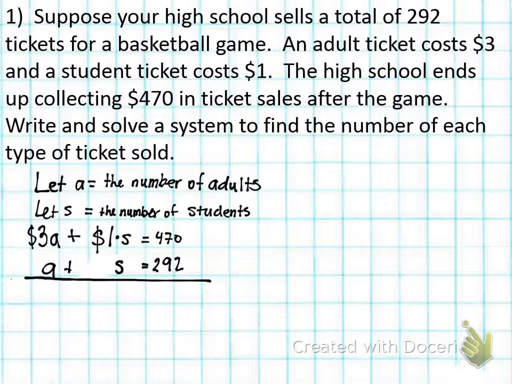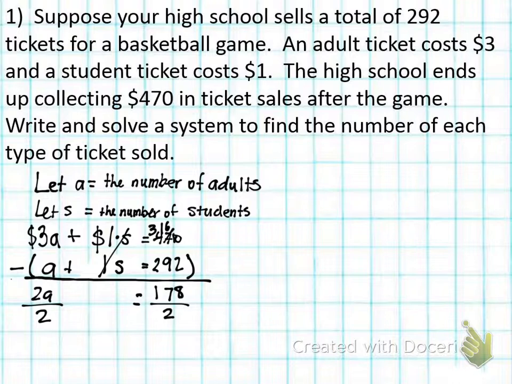So I'm going to put parentheses around the S, or the second equation, and then what would I do? Add or subtract the second equation? Subtract, good. So I'm going to subtract. So we got 3A minus A is going to be 2A. The S's cancel out. They're eliminated. 470 minus 292 is 178. Divide both sides by 2. And I can't do this in my head, so I'm going to do a side problem. So this is why we do all these side problems at homework.